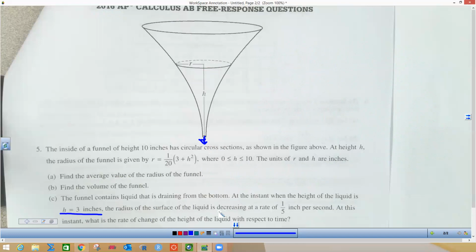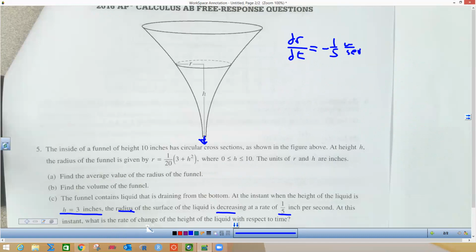The radius of the surface of the liquid is decreasing. So the radius is decreasing at this rate. So what that tells me is that dr dt, the change in the radius, is negative 1/5. If you want, you can put inches per second at this time. So we got that.